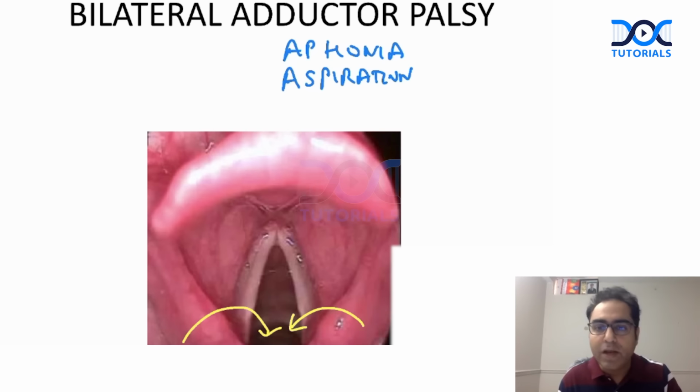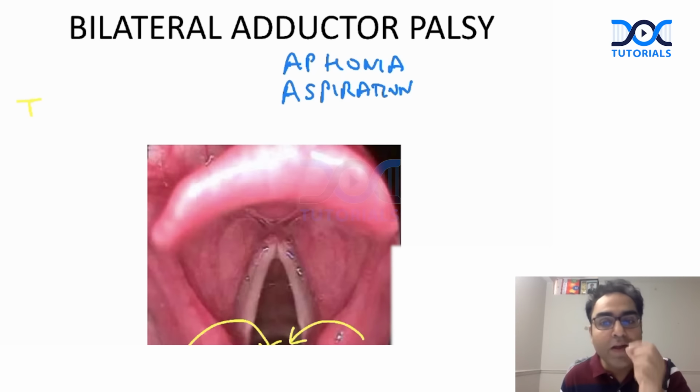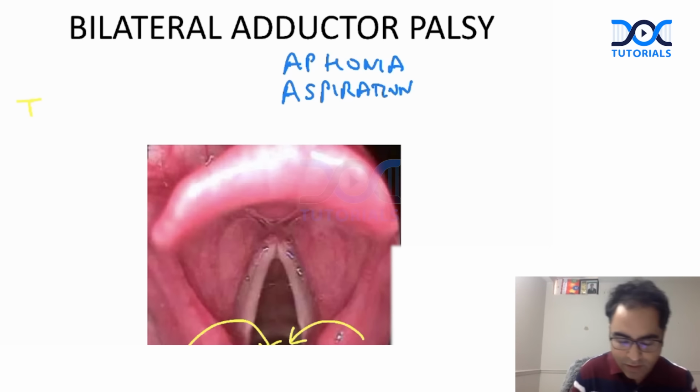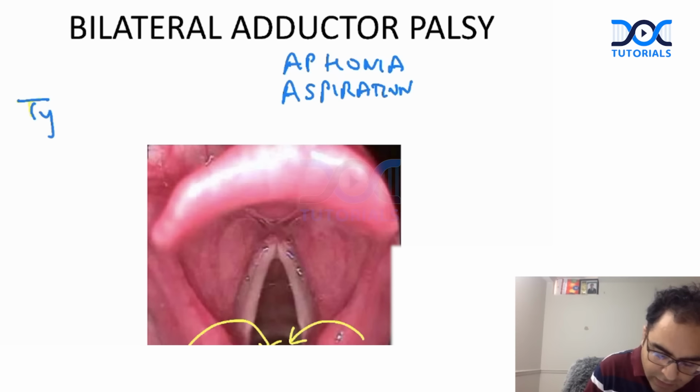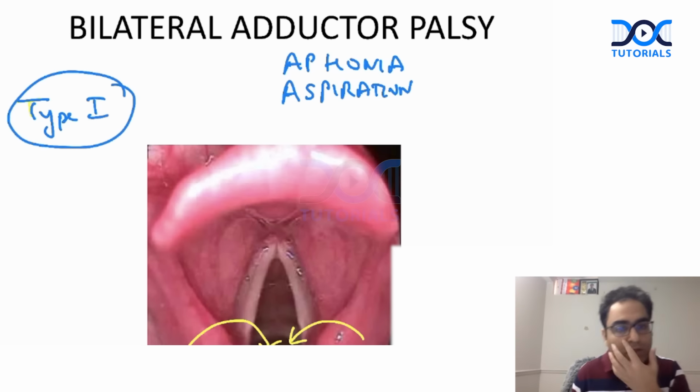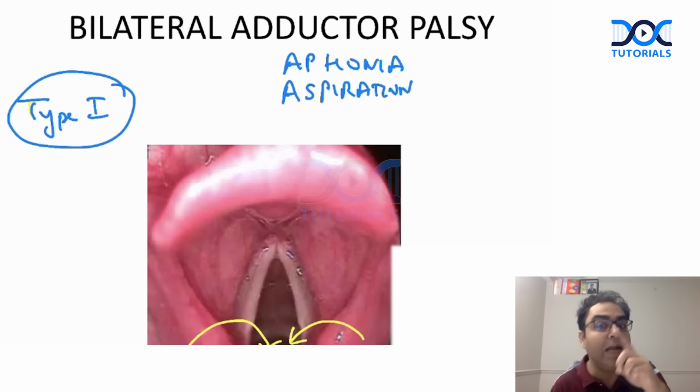So this patient will be requiring again a 6 months wait. After 6 months, if no improvement happens, the definitive treatment of bilateral adductor paralysis is the type 1 thyroplasty. So the definite treatment of this patient after 6 months is the reverse of the first one. It is type 1 thyroplasty. Type 1 thyroplasty is medialization of vocal cord. Type 2 was lateralization of vocal cord, and type 1 is medialization of vocal cord. So these are 2 thyroplasties.